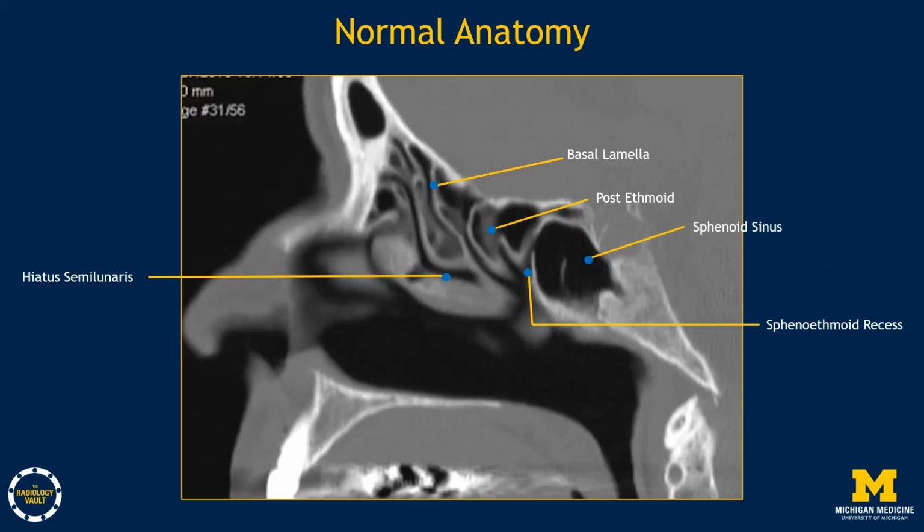Next, we'll focus our attention on the structures posterior to the basal lamella, which include the posterior ethmoid sinus and the sphenoid sinus. The posterior ethmoid sinus and the sphenoid sinus are separated by a space which is termed the sphenoethmoidal recess. The ostium of the sphenoid sinus drains into the sphenoethmoidal recess. The ostia are located high along the anterior wall of the sphenoid sinus.